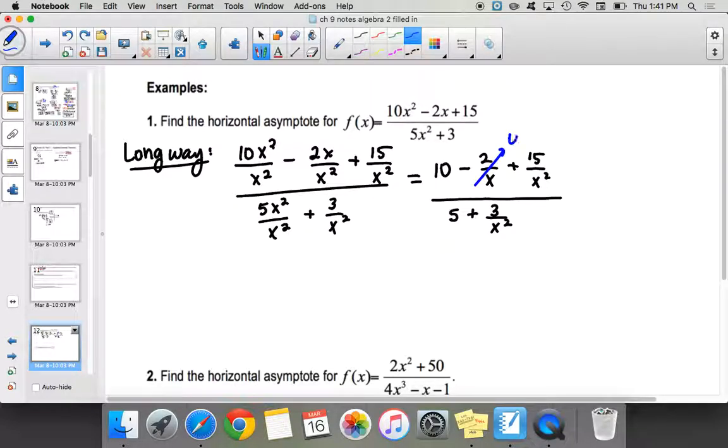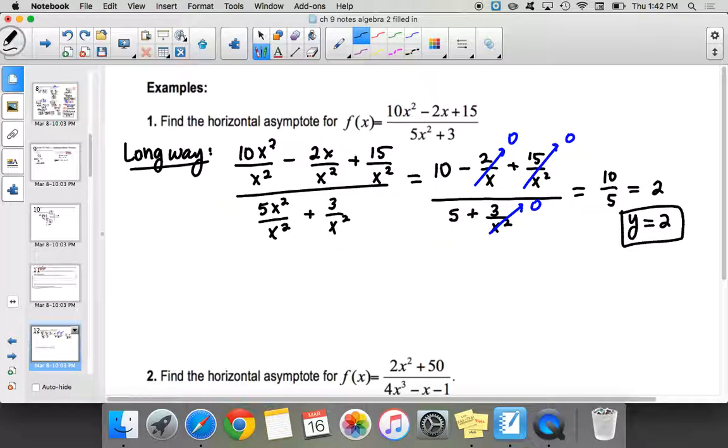So that means this is going to go to 0, this is going to get closer and closer to 0, and this gets closer and closer to 0. So what are we left with? 10 over 5. And what is 10 over 5, Caleb? No. 2 over 1, right, so it's 2. So that would be our vertical asymptote, or sorry, not vertical, horizontal asymptote, y equals 2.